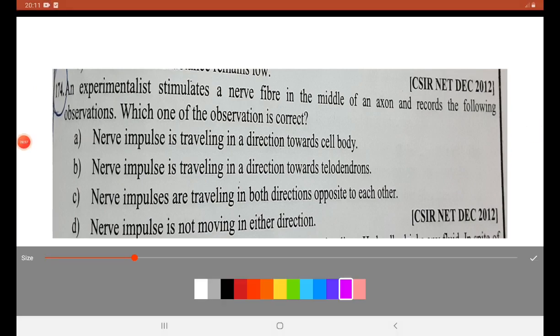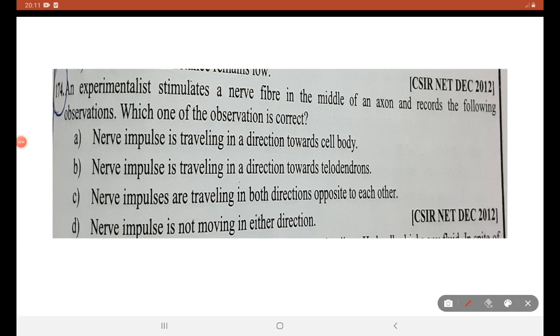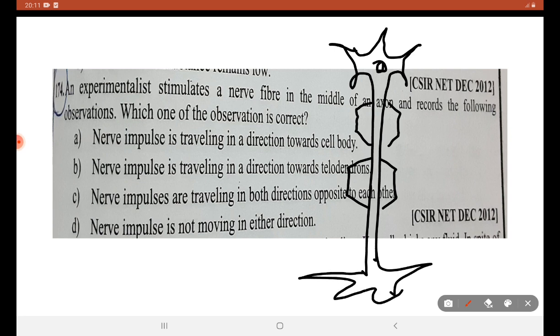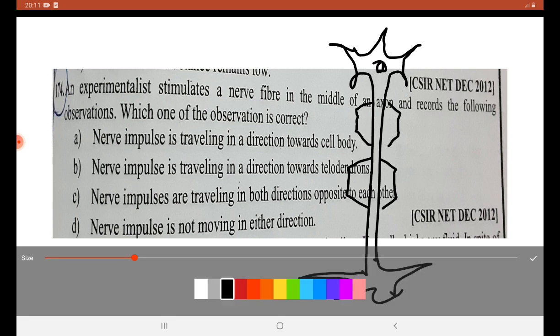Now again, an experiment based question from nervous system. Consider this as a neuron. Try to consider this as a neuron. Okay. Viewers. Okay. We have an end plate. And I am drawing a stimulus.